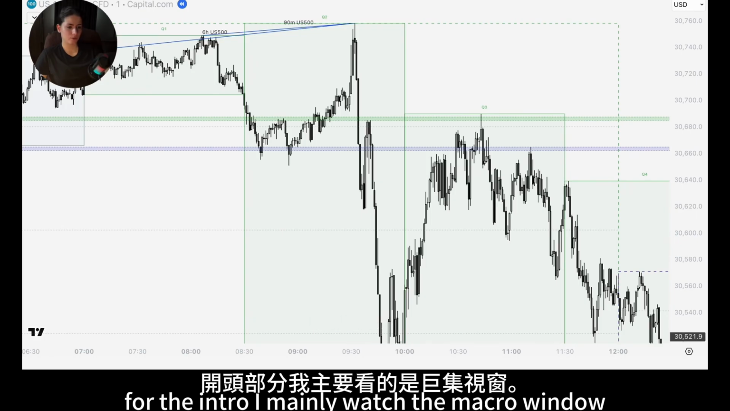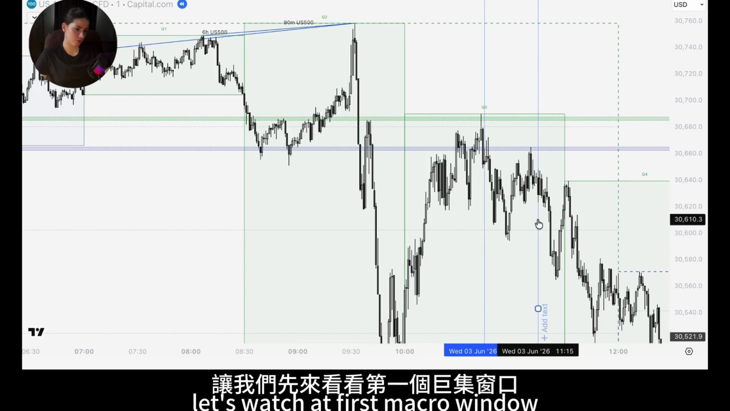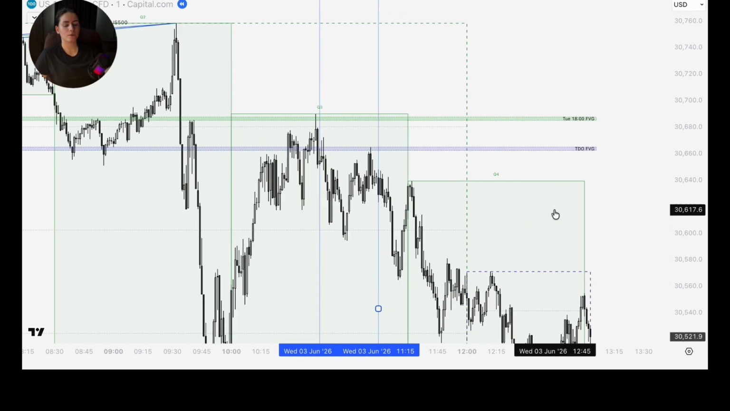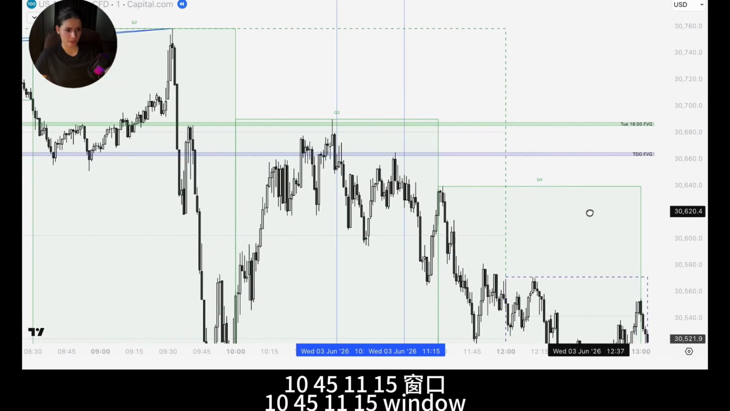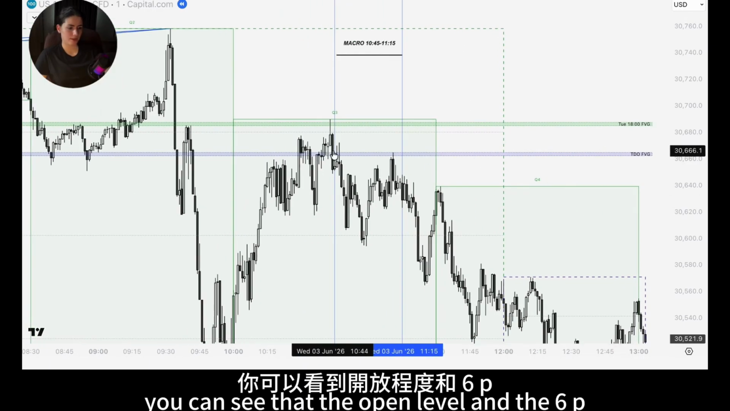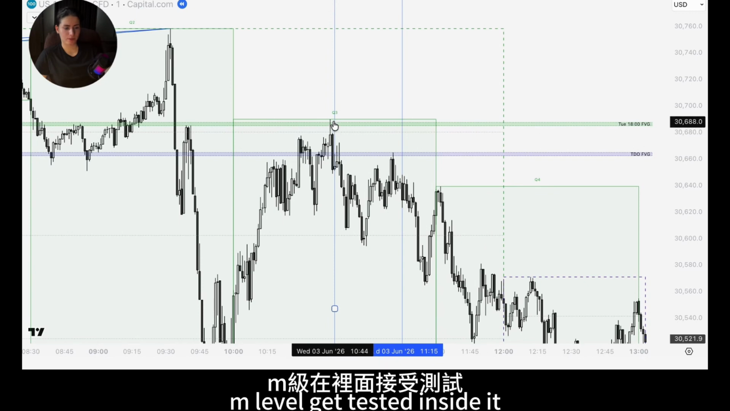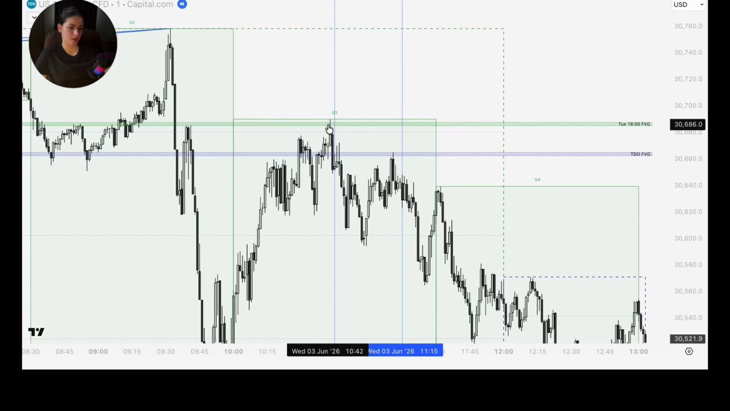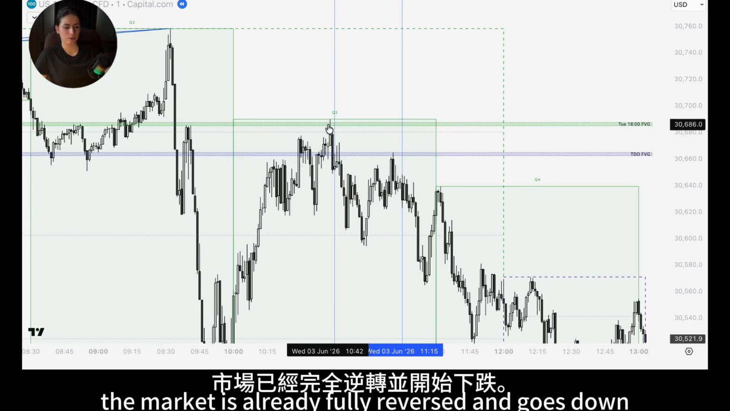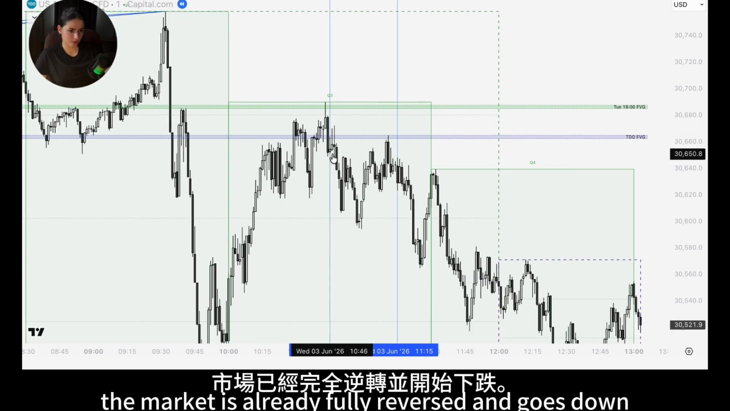For the entry, I mainly watch the macro window. Let's look at the first macro window, the 10:45 to 11:15 window. You can see that the through the open level and the 6 p.m. level get tested inside it. And after that, the market has already fully reversed and goes down.